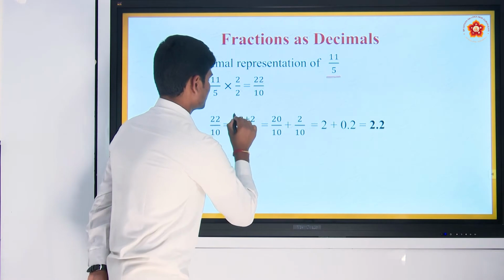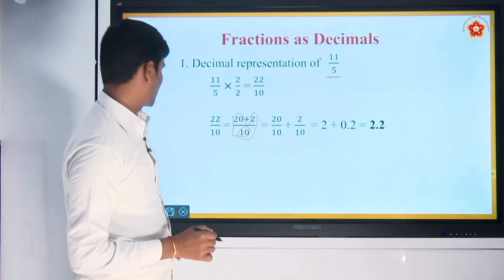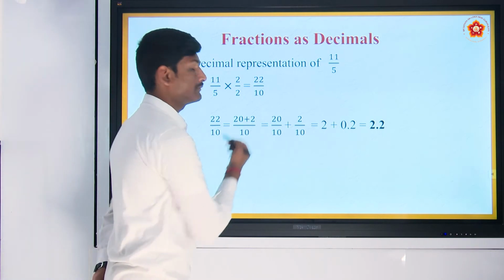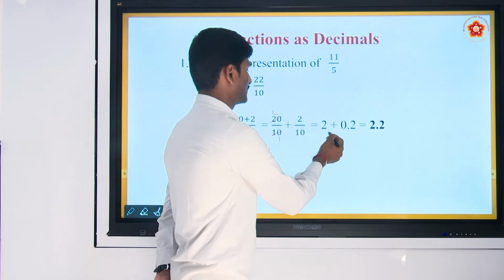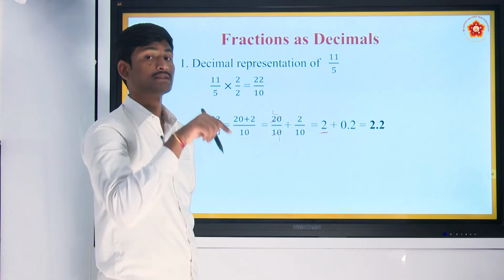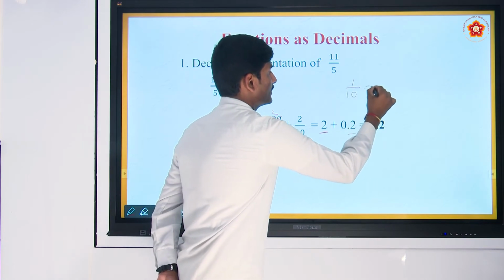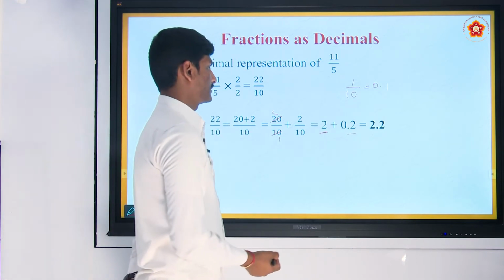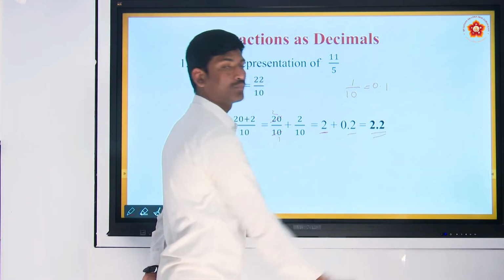We take each part. This one we take first, and another we take this one. 20 divided by 10 plus 2 divided by 10. 20 divided by 10 means 2, that is the whole number part. 2 divided by 10 means 2 tenths, which is 0.2. 1 by 10 you already know is 0.1. 2 by 10 is 0.2. Then 2 plus 0.2, the answer we get is 2.2.